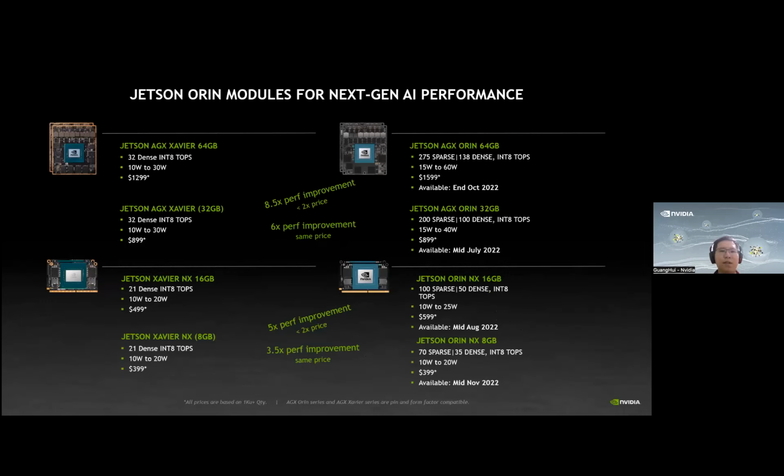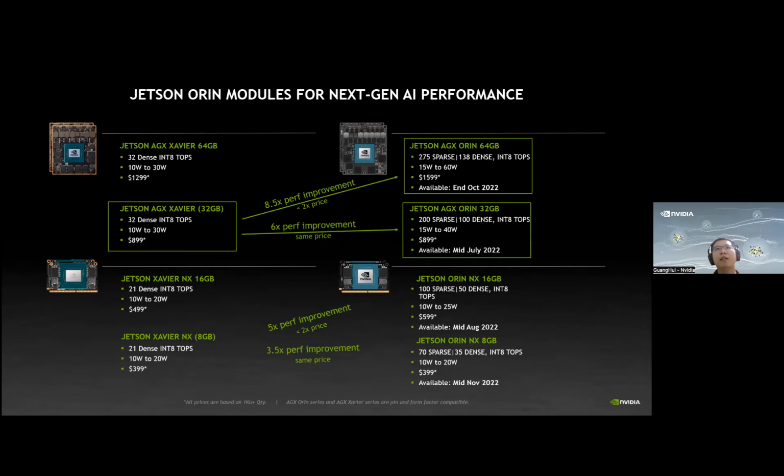These are some of the series that we have in the Orin family. You can see on the right-hand side we have a series from 7 INT8 TOPS to 275 TOPS of performance, so you can choose based on your own needs, use cases, and deployment. You get a huge performance improvement at a similar price compared to the previous generation.